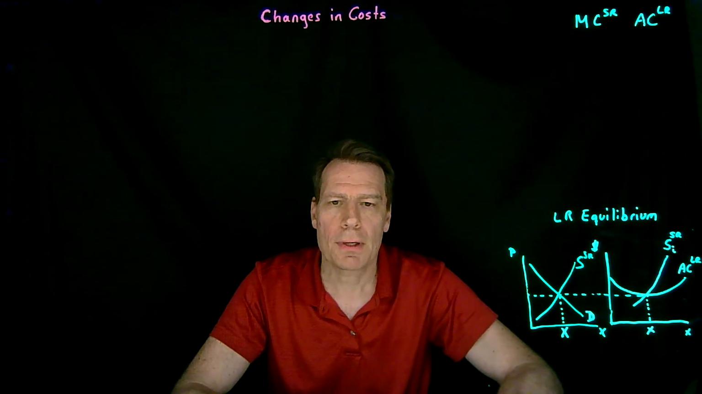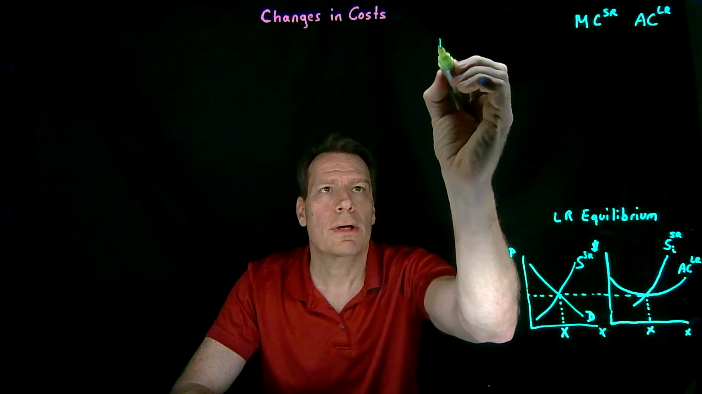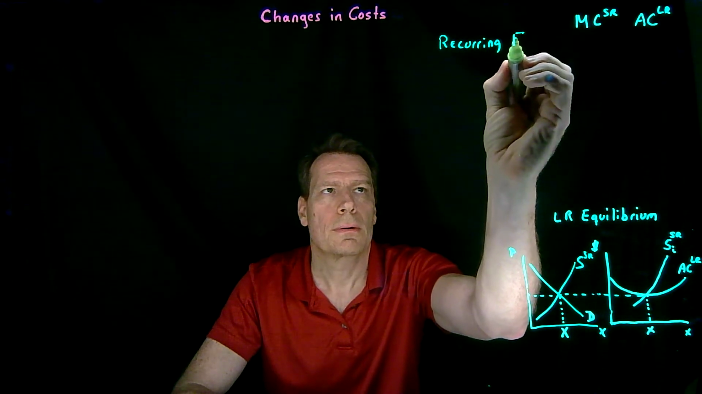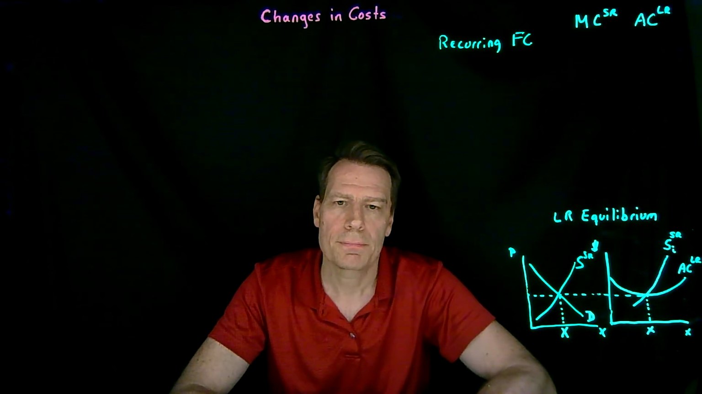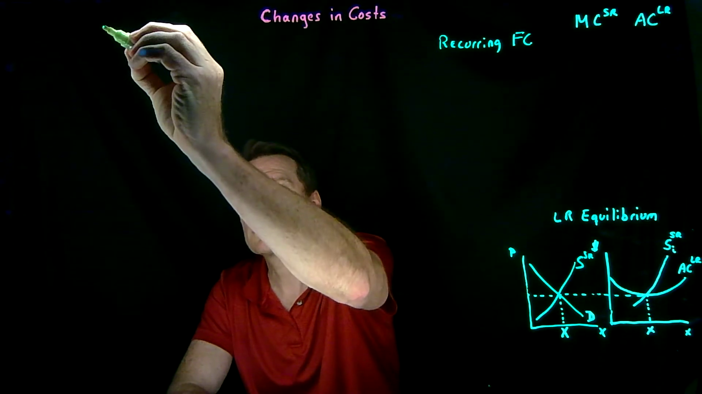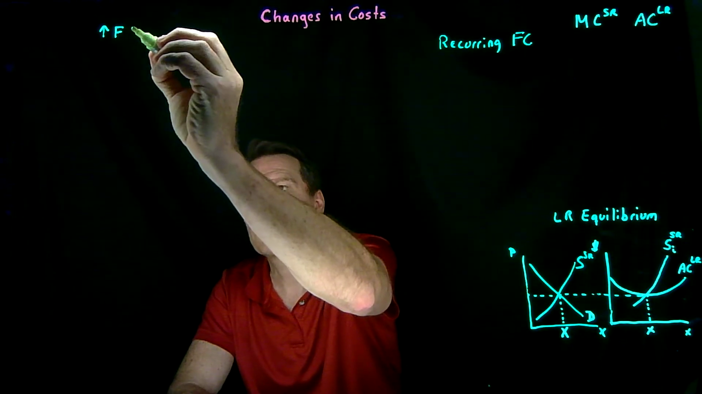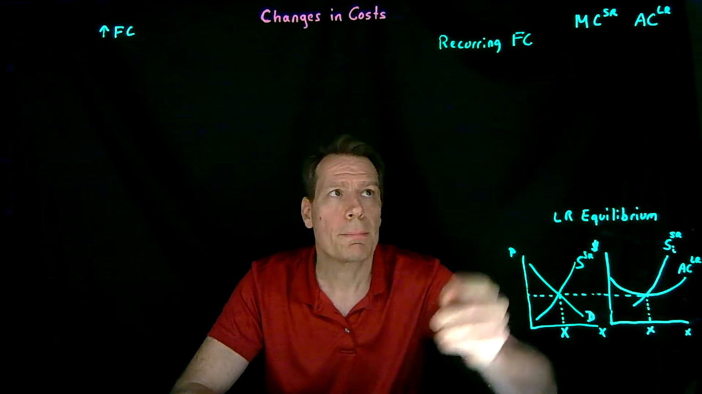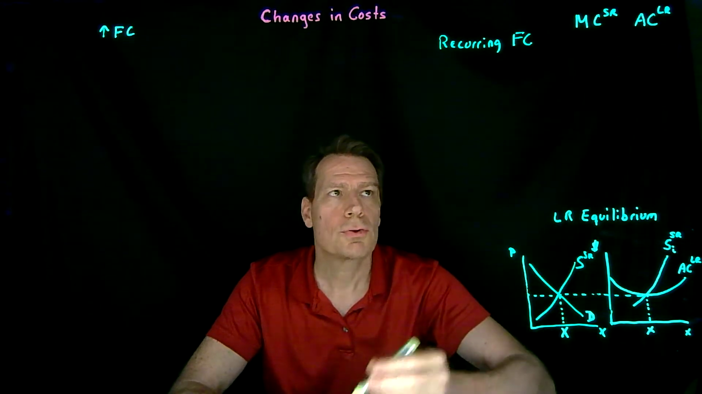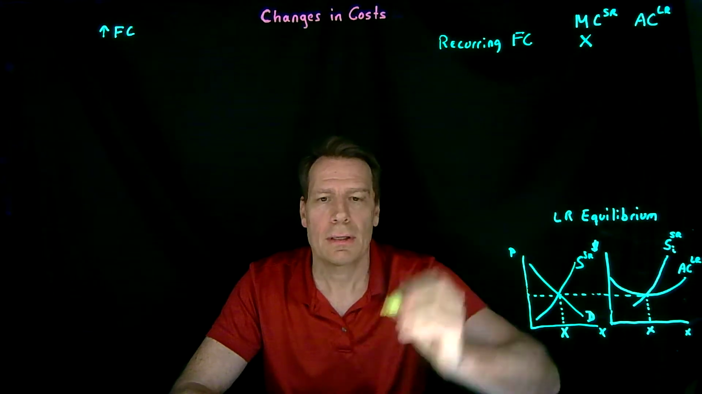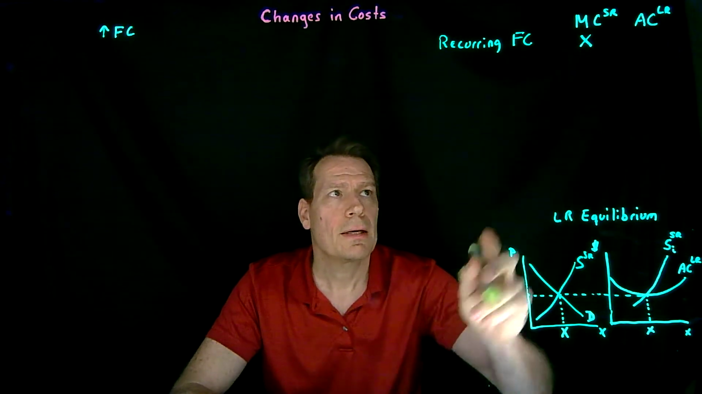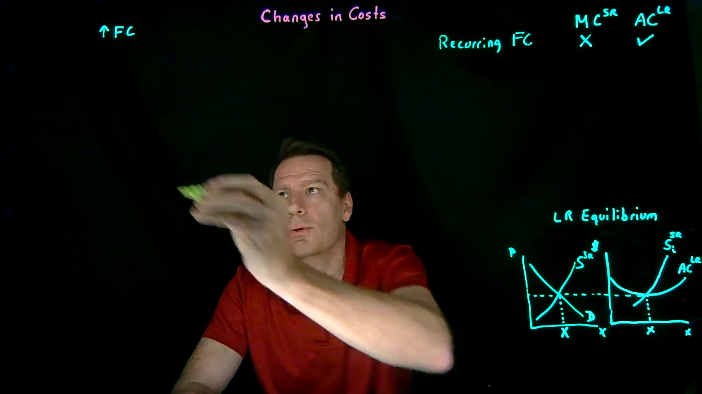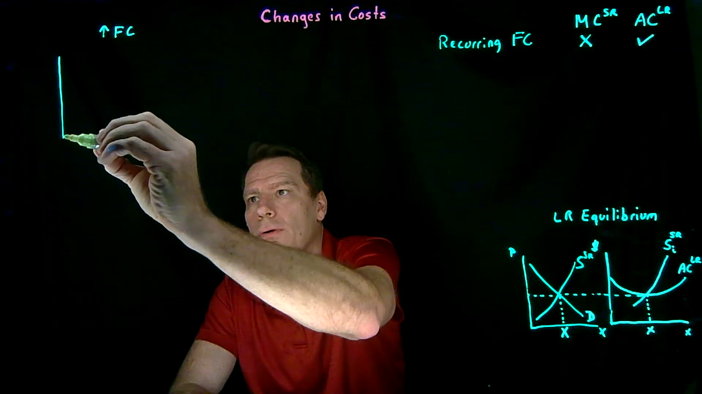So one example of a cost that might change is a recurring fixed cost. So a cost like a license fee. So suppose we have an increase in a recurring fixed cost. Well, we know that a fixed cost doesn't show up in short-run marginal cost curves, so it wouldn't cause any change in these curves. It will change the long-run average cost curve. So we want to look at the long-run average cost curve.